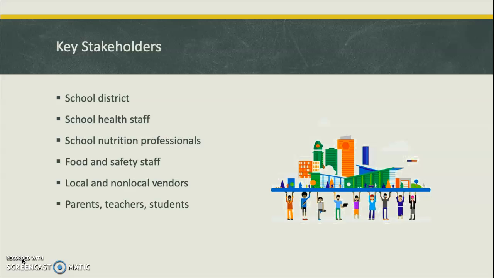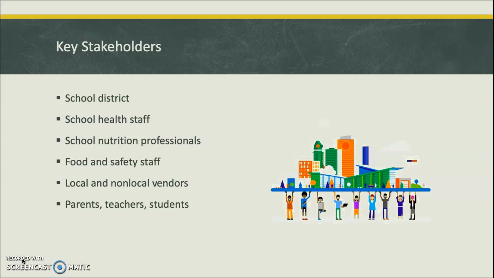The key stakeholders necessary to engage will be the Chicago Public School District, school health staff, school nutrition professionals, food and safety staff, local produce vendors, parents, teachers, and students. The school health staff will be key to planning and implementation process, especially when educating the students and staff on why it's important to eat more fruit and vegetables, what a serving looks like, and how to practice safe salad bar handling.